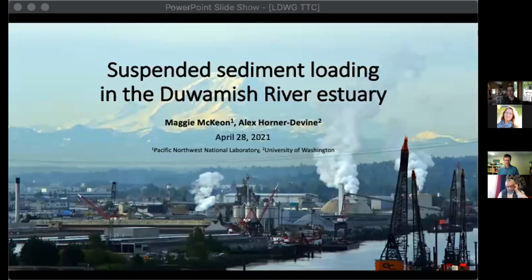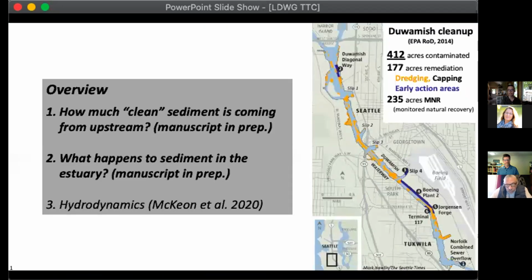The pieces of our work from my dissertation that I think you all might find the most useful. So with that, I think probably most of you are very familiar with the map on the right, but for the uninitiated, I'll just briefly say that in 2014, the EPA came out with their final plan to clean up the contaminated bed sediment in the Duwamish Superfund site.